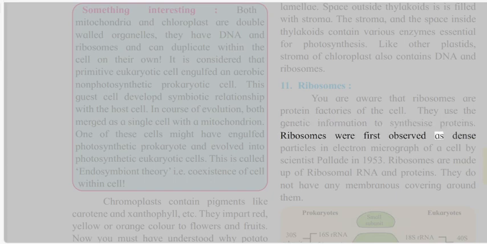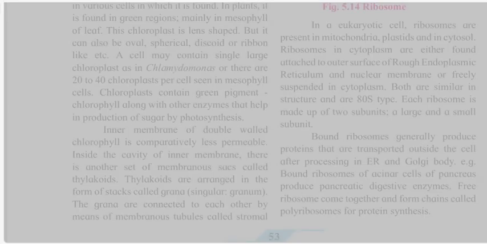Ribosomes were first observed as dense particles in an electron micrograph of a cell by the scientist Palade in 1953. Ribosomes are made up of ribosomal RNA and proteins. They do not have any membranous covering around them. Fig. 5.14 Ribosome. In a eukaryotic cell, ribosomes are present in mitochondria, plastids and in the cytosol. Ribosomes in the cytoplasm are either found attached to the outer surface of the rough endoplasmic reticulum and nuclear membrane or freely suspended in the cytoplasm. Both are similar in structure and are 80S type.